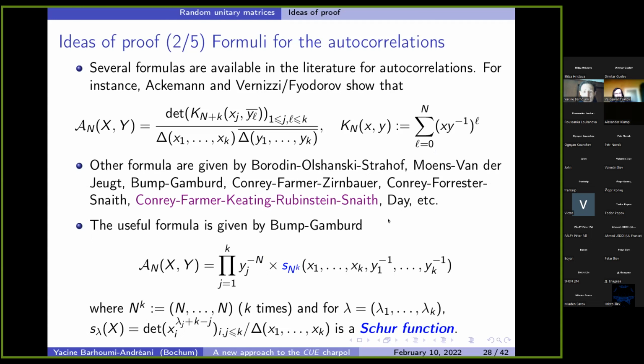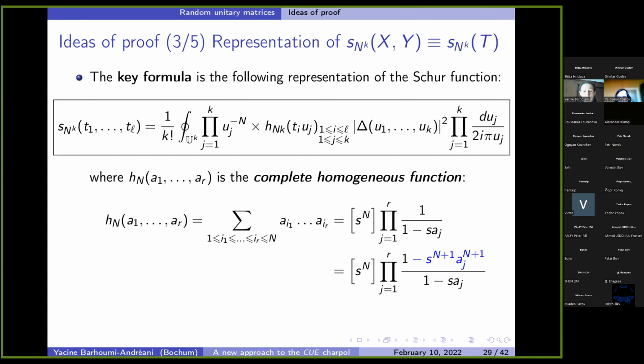But what I will use is the link with representation theory that was done by Bump and Gamburd, and that followed the results of Diaconis and Shahshahani. This formula expresses the autocorrelation as a Schur function indexed by a rectangular shape. I recall what a Schur function is. For instance, this is one formula for the Schur function. There are plenty of others. And the goal is to find a good formula for the Schur function so that you can rescale. And so here is such a formula.